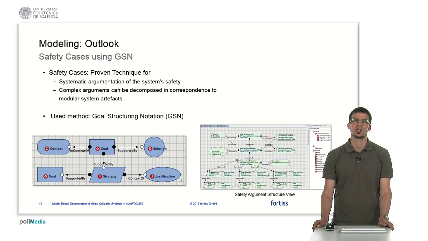Another emerging feature in Autofocus are safety cases. These are a proven technique to perform systematic argumentation of the system's safety. They provide techniques to decompose complex arguments based on the modular system artifacts created during the development of a system. In Autofocus 3, the goal structuring notation is used, which is a well-known approach to formalize safety cases.